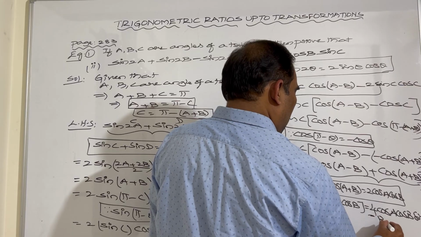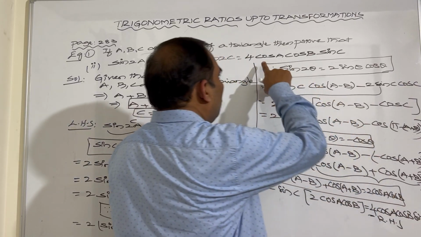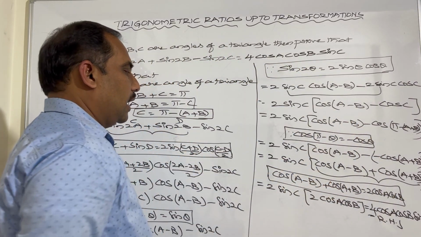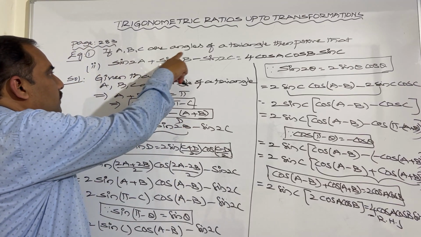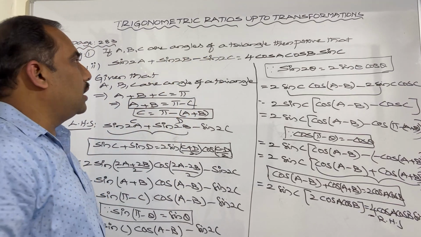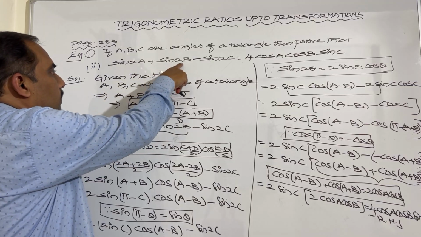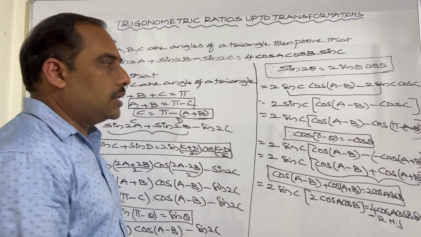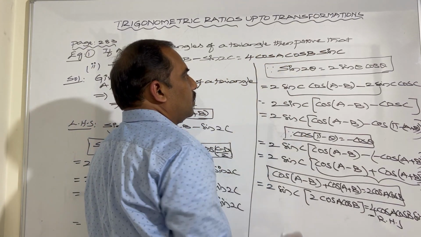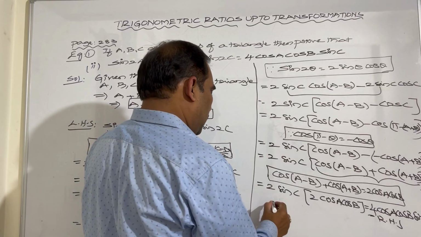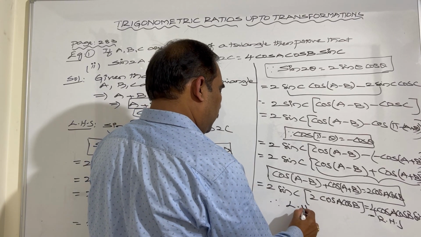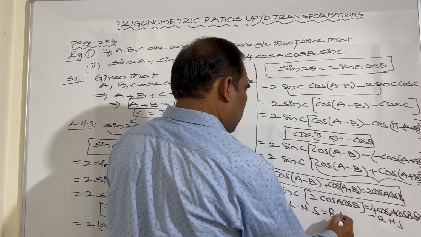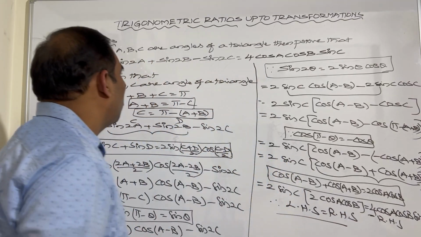This is exactly the RHS we had to prove: 4 cos A cos B sin C. So when A, B, C are the angles of a triangle, we can prove that sin 2A plus sin 2B minus sin 2C is equal to 4 cos A cos B sin C. Therefore finally we can say that LHS is equal to RHS. Like this we can prove the problem.